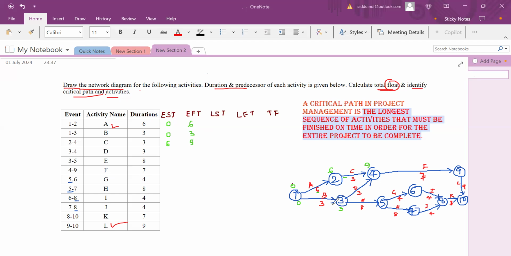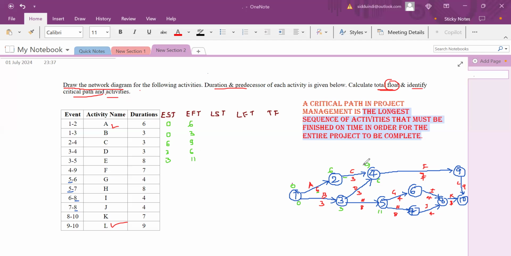What about this 3 to 4? Early start is 3 now. 3 plus 3 is 6, which means early start is 3 and early finish is 6. What about 3 to 5? Early start is 3, plus 8 is 11, which means early start is 3 and early finish is 11.